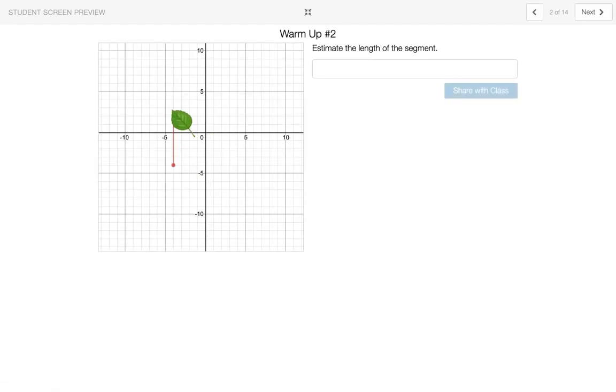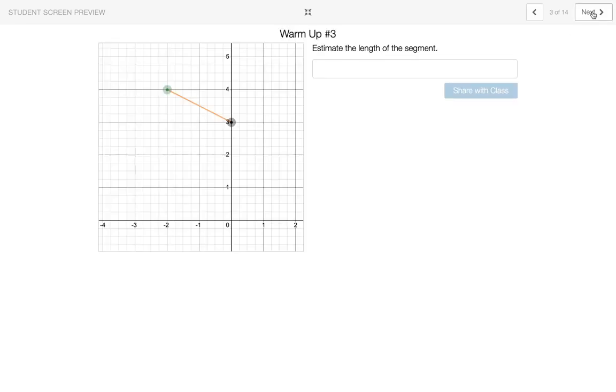Next, we have a vertical segment that we can measure along the y-axis. We see that this segment is 6 units long. Now we have a segment that is neither vertical nor horizontal. So if we look at the endpoints here, we can tell that this segment is longer than 2, but less than 3. But it's hard to tell exactly how long it is because we can't measure it along the y-axis or along the x-axis. So for now, we can say between 2 and 3.